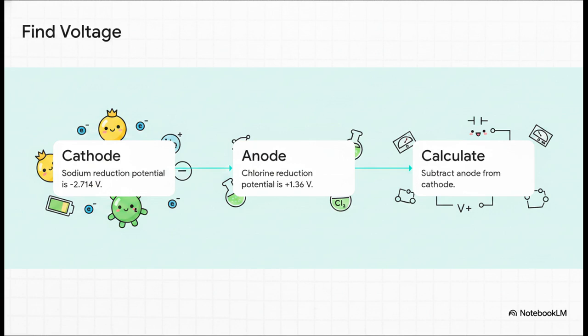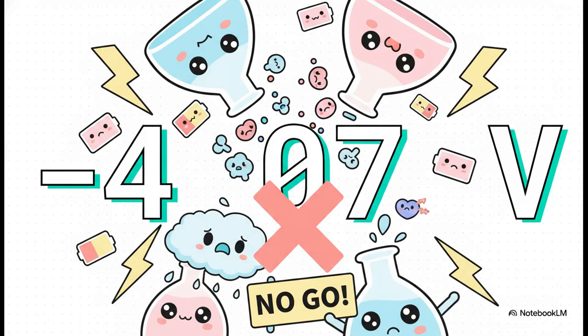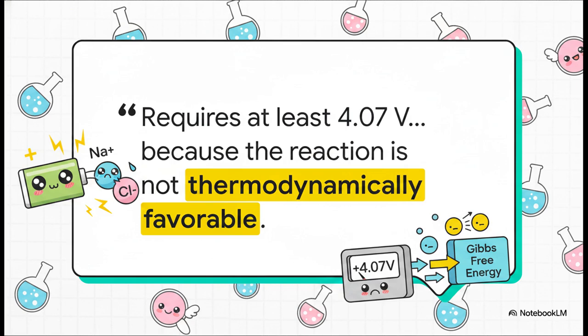Using our trusty formula, we simply take the cathode and subtract the anode. And wow, the math gives us a massive negative 4.07 volts. Because that number is negative, it tells us immediately that this reaction is highly non-thermodynamically favorable on its own. It's for sure not going to just happen by sitting in a beaker. Therefore, because the reaction isn't thermodynamically favorable, we literally have to supply at least 4.07 volts of electrical energy from an outside source just to make it proceed. You basically have to push back against the chemical's natural tendencies with 4.07 volts of force to break that sodium chloride apart.